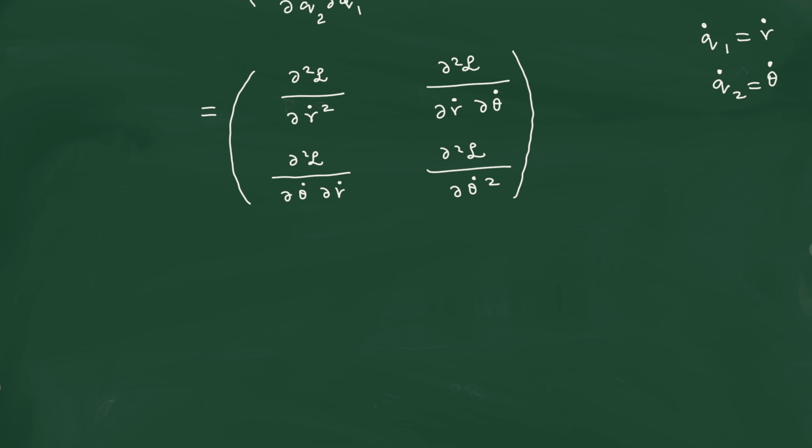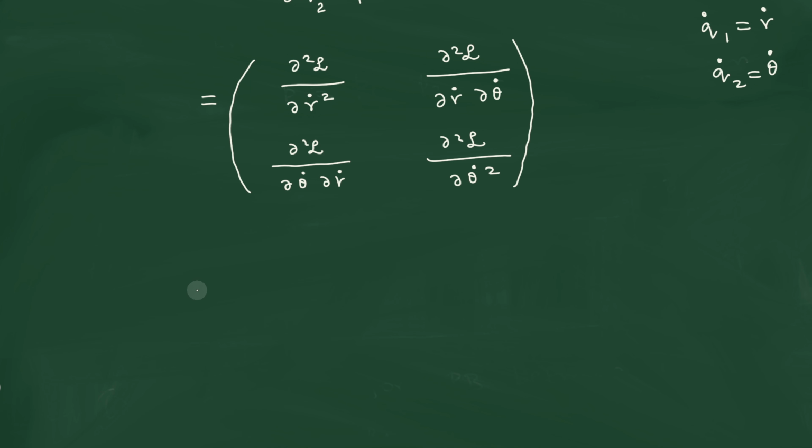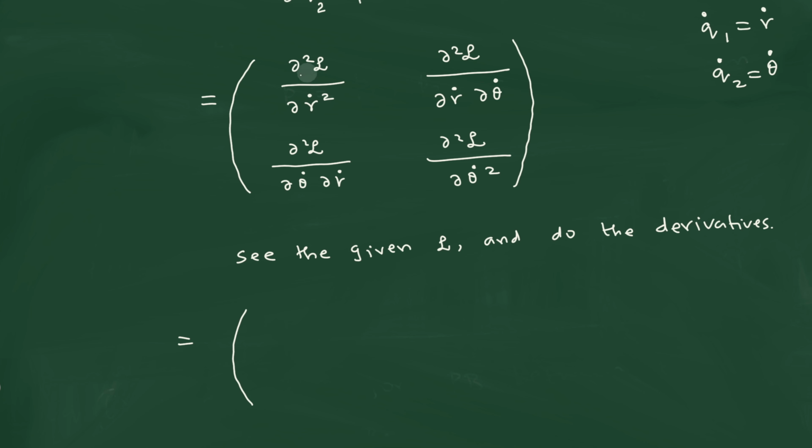And once you have this, let me write down this. Now you'll have to check the given Lagrangian and do the second derivatives. If you perform the derivatives, what are you going to get? So we can check that. I think we have already obtained some expression for the first derivative. Therefore, you can calculate this.